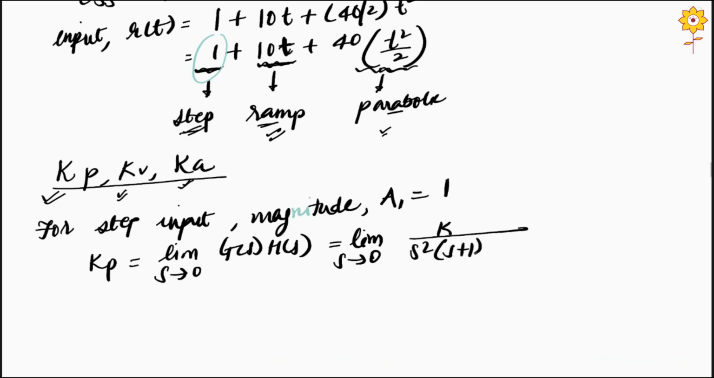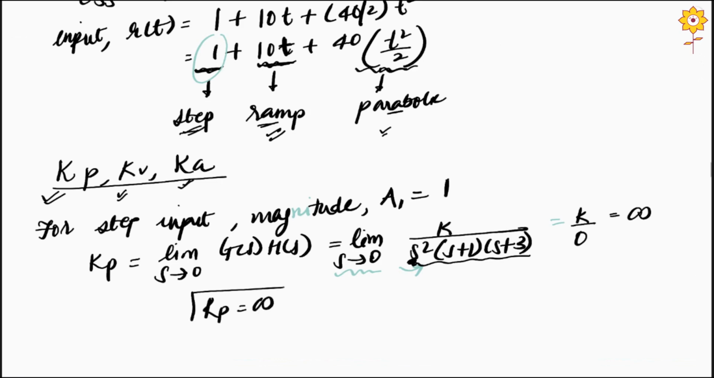After substituting the value of G of s, H of s, we will substitute the value of s as 0 in this particular equation. After doing that, we will have a 0 term in the denominator. Why? Because we will multiply 0 with the entire term, ultimately k by 0, and as I told you in the previous lecture, k by 0, anything by 0 is going to give us infinity. So, Kp is equal to infinity.